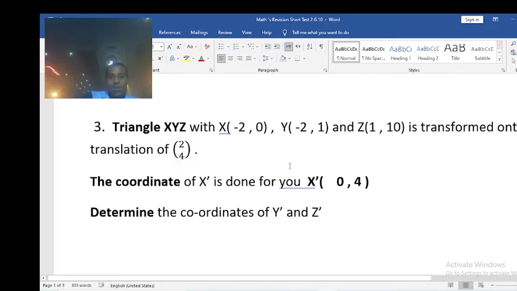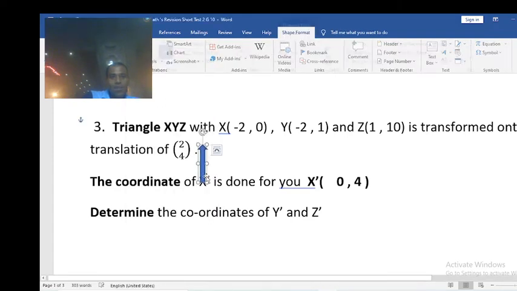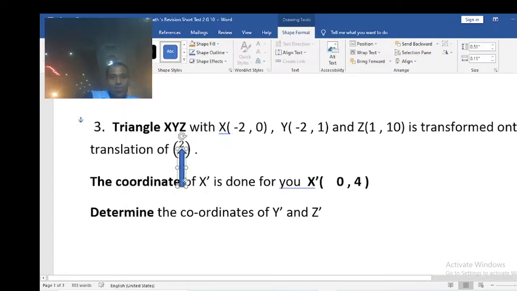The coordinates of X dash, the image of X under this translation column vector. So X dash, learners, is what? The x coordinate of X dash is -2 plus 2, which is 0. Then for the y value, 0 plus 4 is 4. So it's clear now. We can find the next.